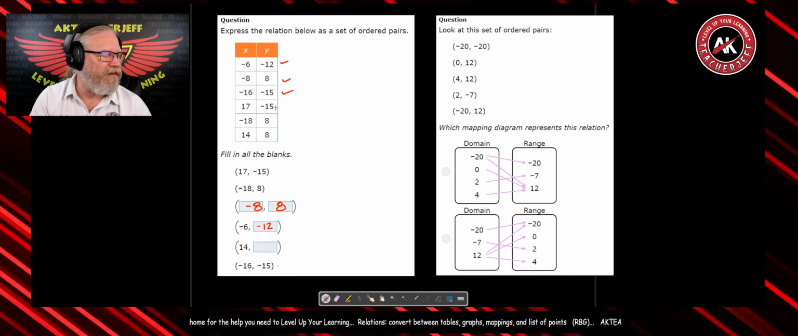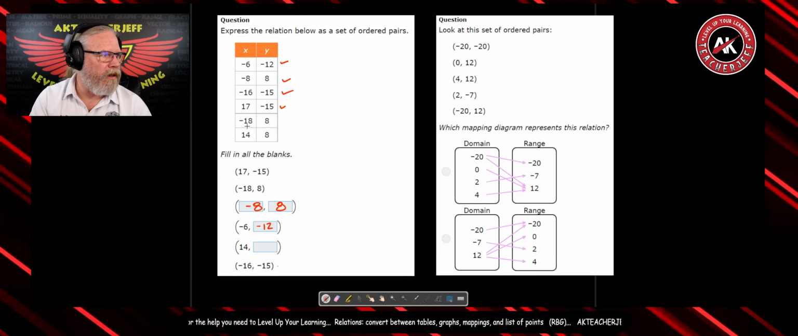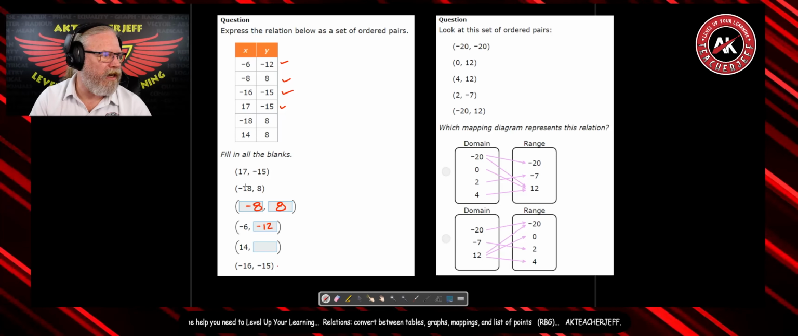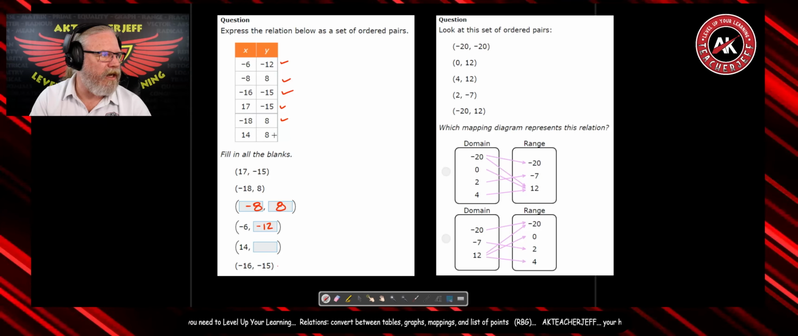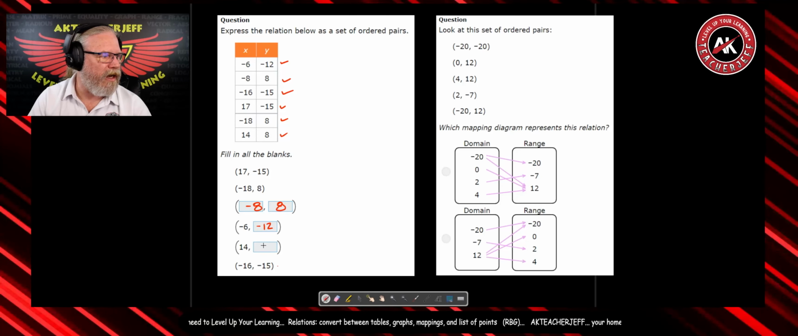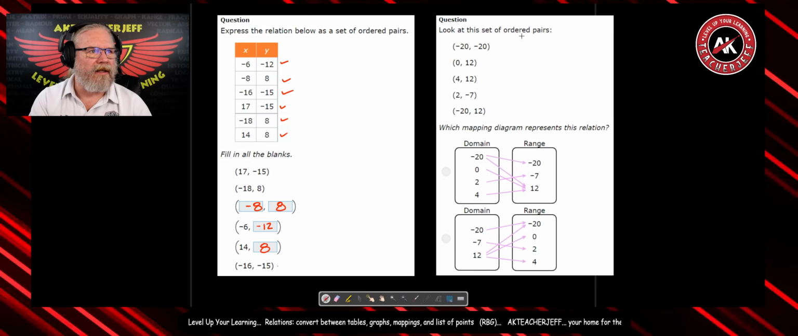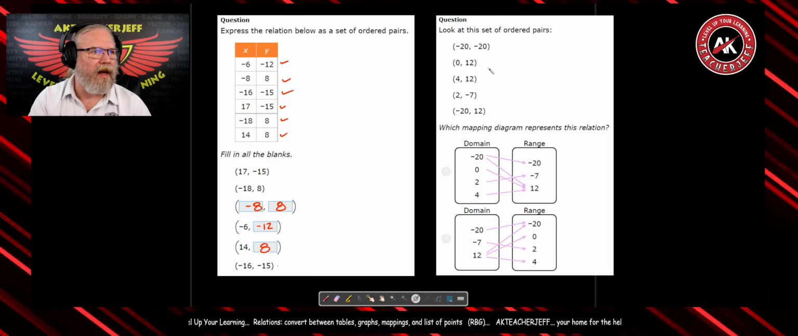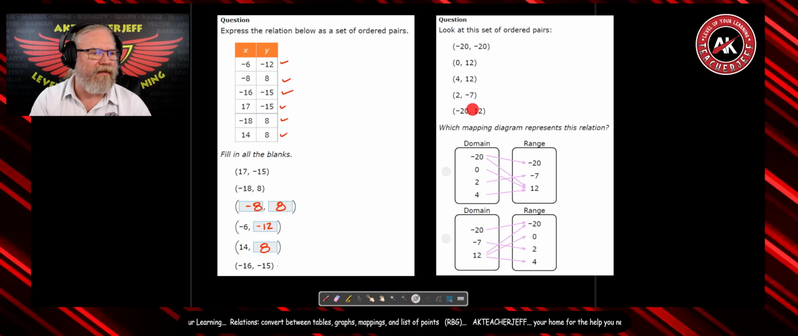And 17, -15. That one's the first one up here. -18, 8. There we see the second one. And then we have 14, and it has an output of 8. So it looks like we got them all. Look at the set of ordered pairs that we have here. Here's all of our ordered pairs, 1, 2, 3, 4, 5 of them.